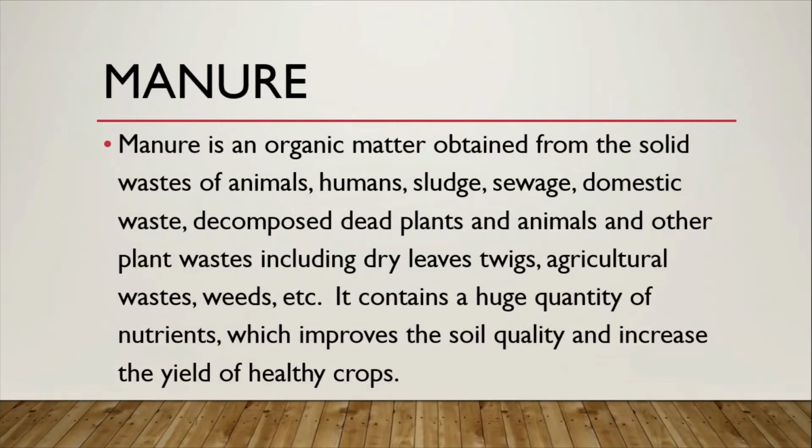Manure is an organic matter which is obtained from the solid waste of animals, human sludge, sewage, and domestic waste, which are decomposed dead plants and animals and other plant waste, including dry leaves, twigs, agricultural waste, weeds, etc. It contains a huge quantity of nutrients which improves the soil quality and increases the yield of healthy crops.